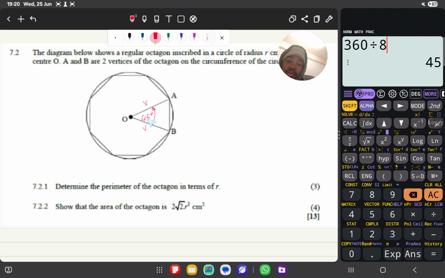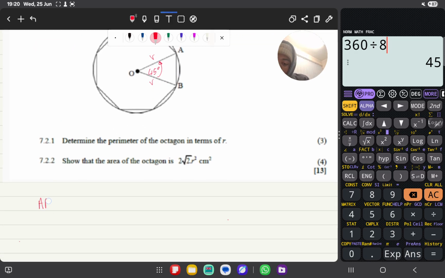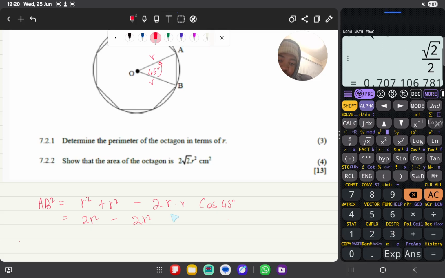Right, so now I have my angle. I have these 2 sides. I can find the side. So I will say AB squared is going to be equal to R squared plus R squared minus 2R times R cos 45. That is the cosine rule. So I have 2R squared minus 2R squared cos 45, and cos 45 is square root of 2 over 2.